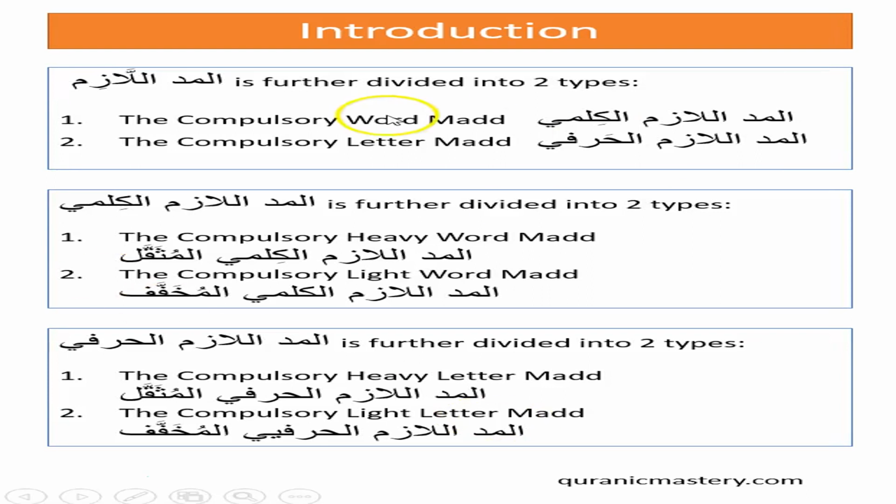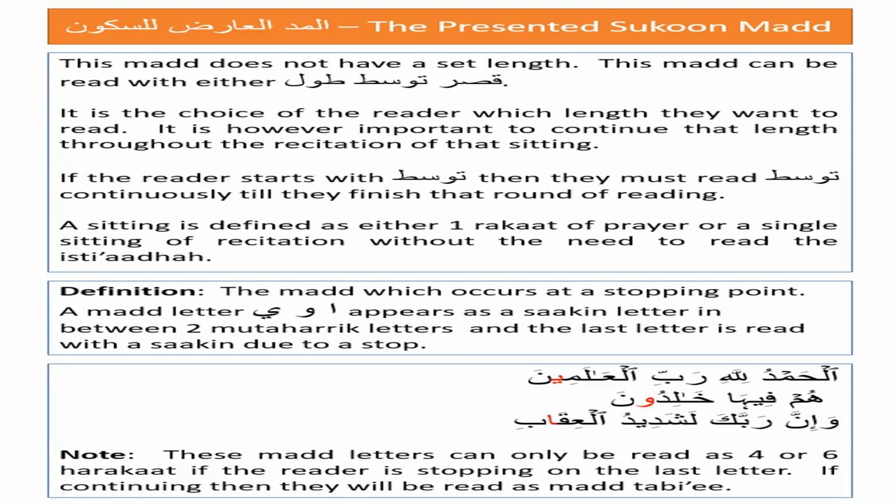The kilmi and the harfi are further divided into 2 types of categories. Al-maddul lazim al-kilmi is divided into al-muthaqqal and al-mukhaffaf. The muthaqqal means heavy and mukhaffaf means light. And al-maddul lazim al-harfi is divided into the same categories, al-muthaqqal and al-mukhaffaf. So this is what the categories are divided into, and of course we'll be looking at each one of these types of med. So let's dive straight into al-maddul aridu lis-sukun.